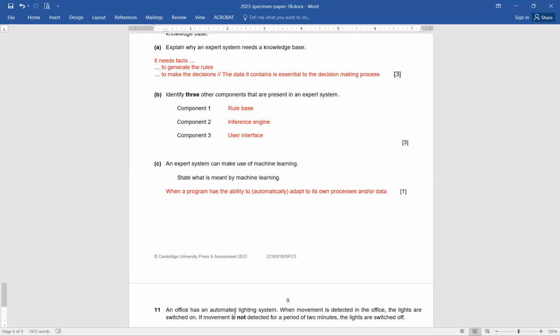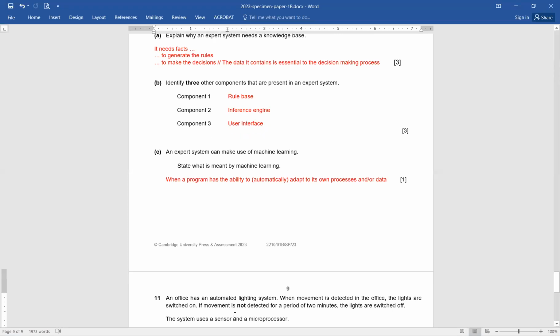Part C, an expert system can make use of machine learning. State what is meant by machine learning. When a program has the ability to automatically adapt to its own processes and or data. So that is going to be a very comprehensive meaning of the word machine learning. So in this manner, you can easily score 1 out of 1.